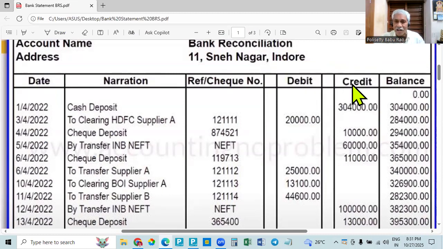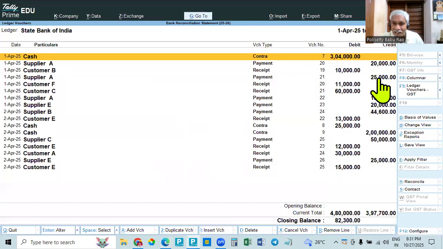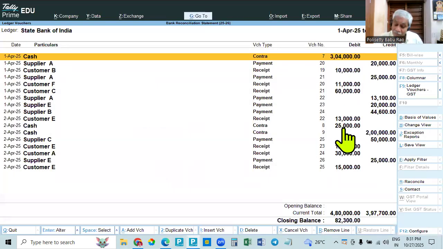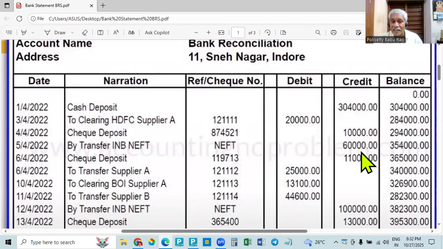So they will show as debit or credit. Debit is shown as withdrawals from their point of view. For us, credit is the withdrawal. For the bank, debit is the withdrawal. For us, debit is the deposit. For the bank, credit is the deposit. Here they show withdrawals and deposits, or debit and credit.